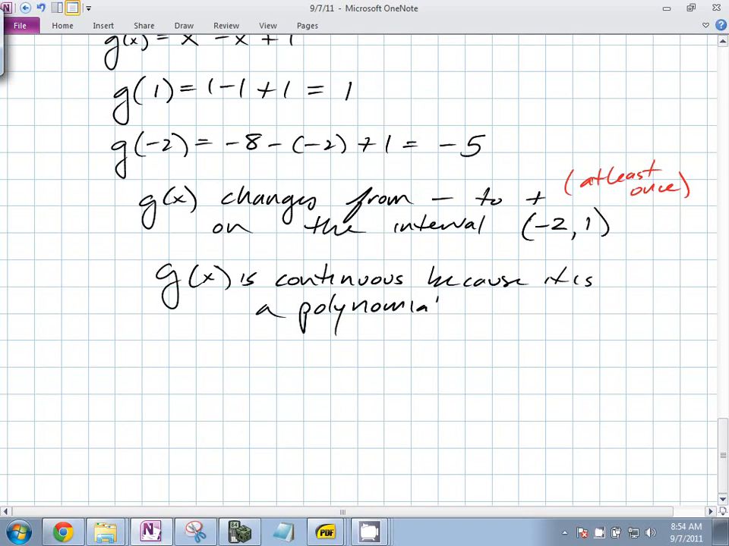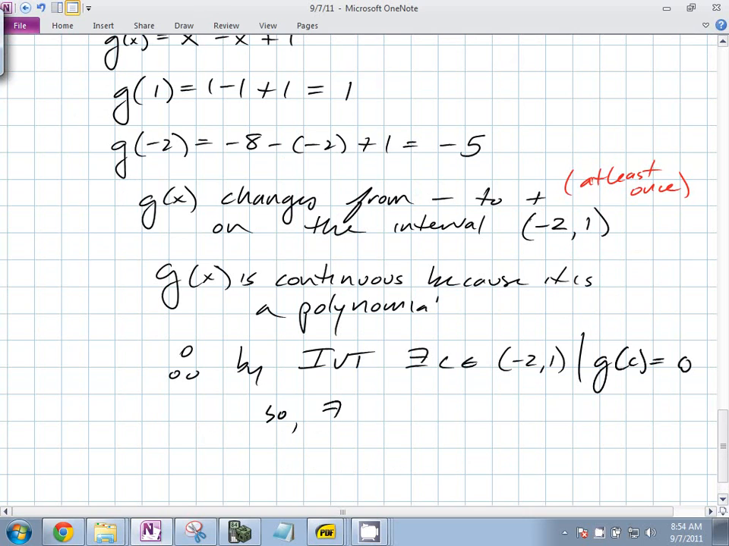Therefore, by the intermediate value theorem, there's a c value contained in what? What's the interval? Negative 2, 1, such that g of c is equal to 0. So, there exists at least one what? One solution. Yes. But you have to show it's continuous on the closed interval. And if the function is continuous everywhere, is it continuous on any interval?